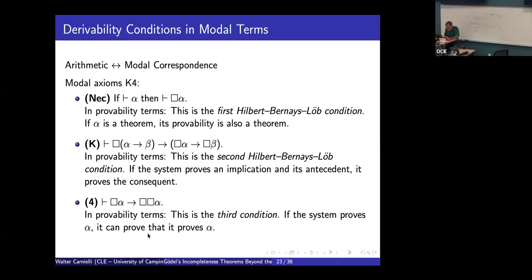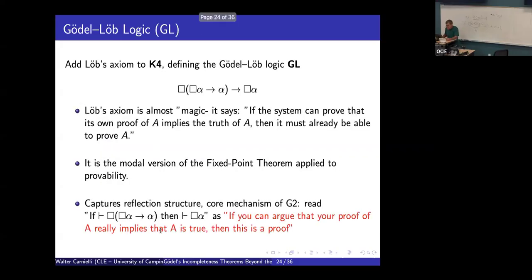Axiom 4, the third condition: if the system proves alpha, it proves that it proves alpha. Your criticism starts here, but I don't go into that. I'm following the tradition, but I could go. Anyway, these are the basic provability conditions. You can construct the dual of the box with negation, because I have strong negation. So you have also here the diamond. Yes, I can do diamond.